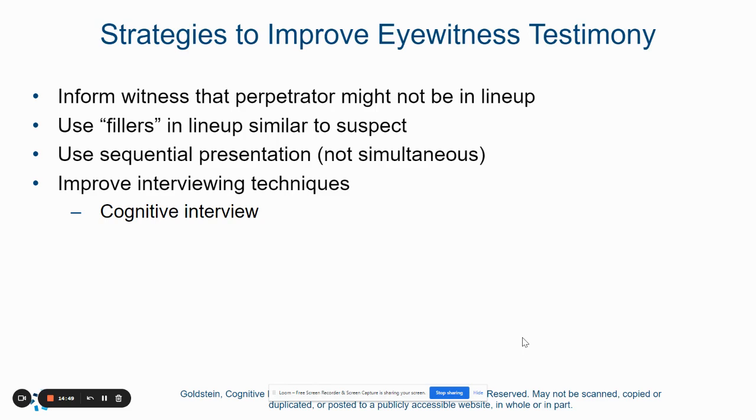So how can we improve eyewitness testimony? Because the judicial system still needs it. We have to inform our witnesses that the perpetrator might not be in the lineup. We have to use fillers in a lineup that are kind of similar to the suspect. We have to use sequential presentation. So don't show everybody all at the same time. We have to show them one at a time so that the person can compare their memory of the person with the picture they see at the moment instead of comparing them to each other. And we also have to improve interviewing techniques. We've got to have a cognitive interview where the person is asked questions that aren't leading.